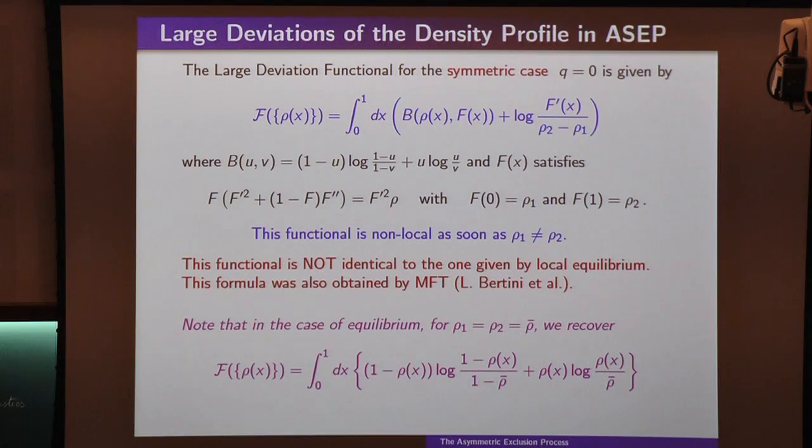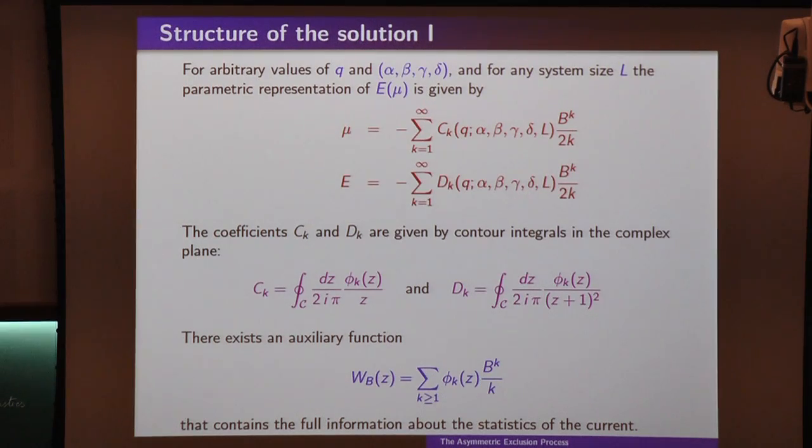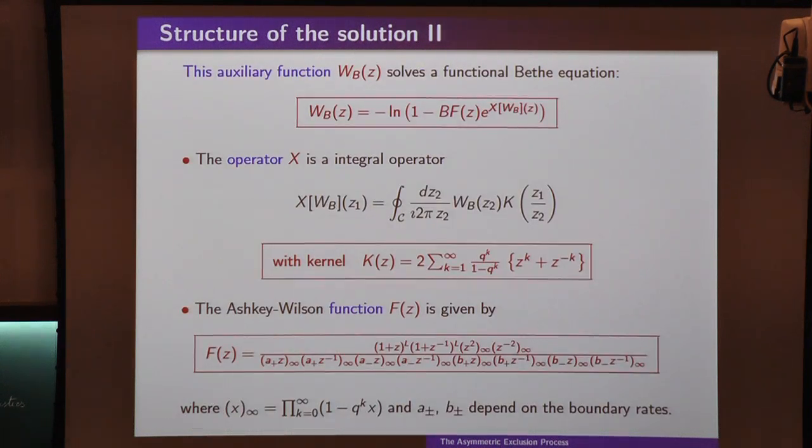Then you can ask yourself a similar question, but now for the current. What is the total current, the statistics of the total current transported in this open system? And as I told you, this involves not only the steady state measure, but also correlations at different times. So the knowledge of the matrix steady state solution is not enough. But more recently, with Alexandre Lazarescu, we were able to generalize the matrix product ansatz using an infinite number of tensor products akin to these multi-species models I told you about, and we were able to compute the generating function for the current, the large deviation function for the current.